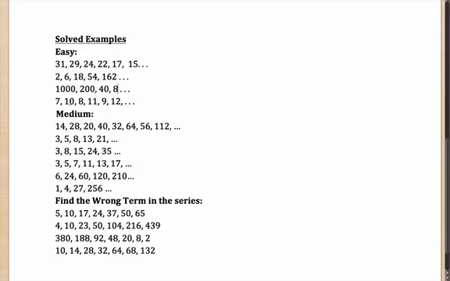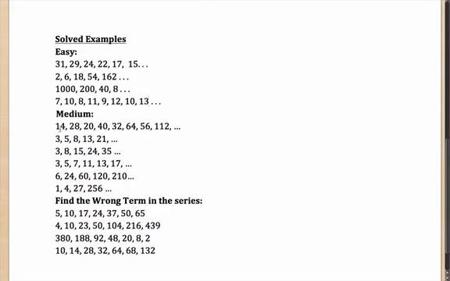How about this one? 7, 10, 8, 11, 9, 12. Well, a rise of 3, then a fall of 2. A rise of 3, then a fall of 2. A rise of 3. So the next one will be a fall of 2, which gives me 10. Another way of looking at this problem would have been that alternatively the numbers are increasing. 7, 8, 9. So the next one will be 10. Here also alternatively they are increasing, 10, 11, 12. And the next one, if you are asked to calculate that, would have been 13.